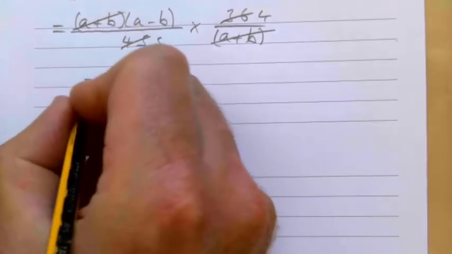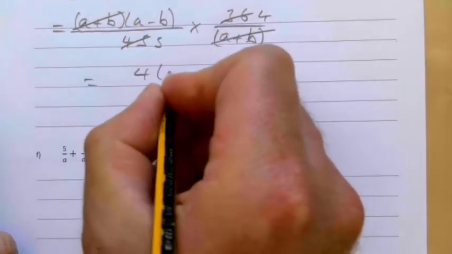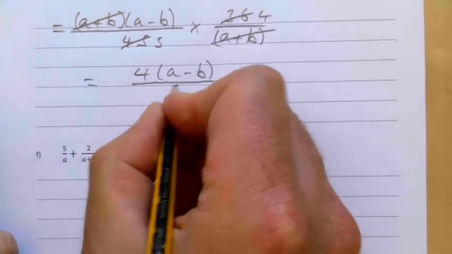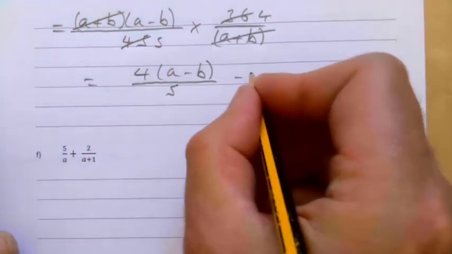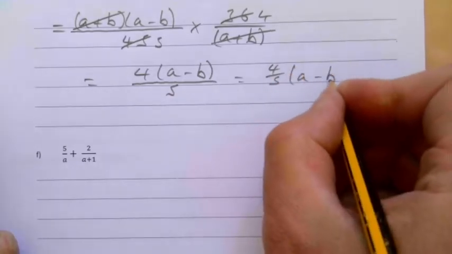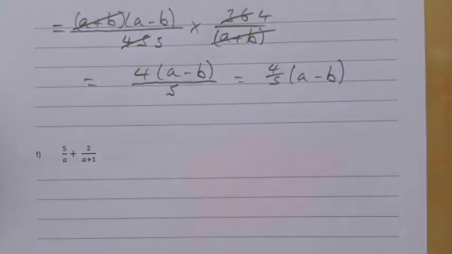So we can write 4a upon a minus b over 5. And another way of writing the same thing here is 4/5 a upon a minus b.